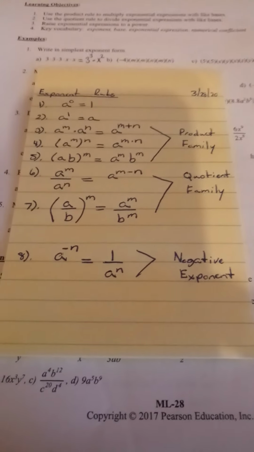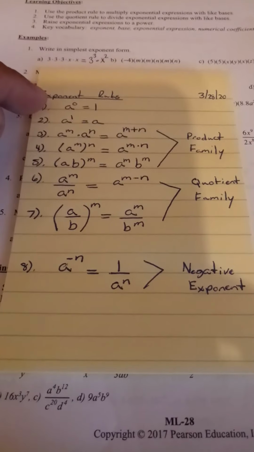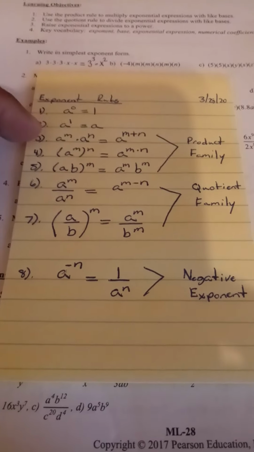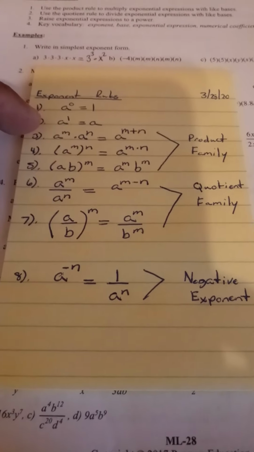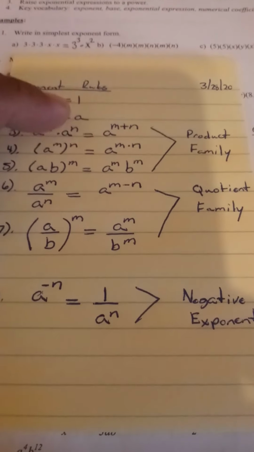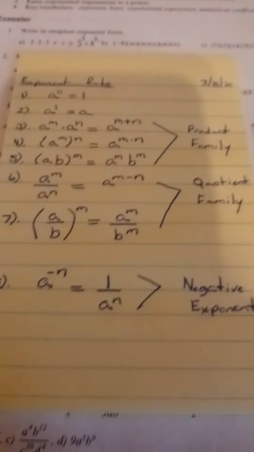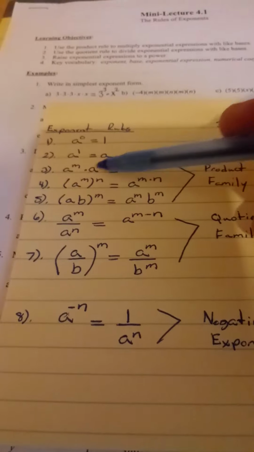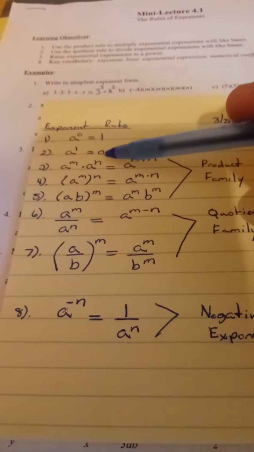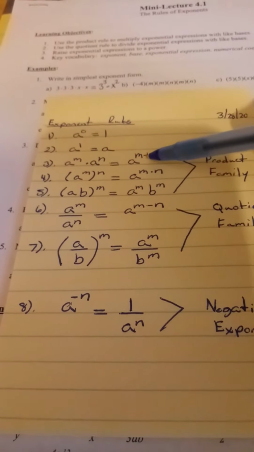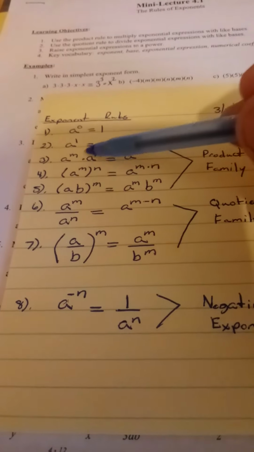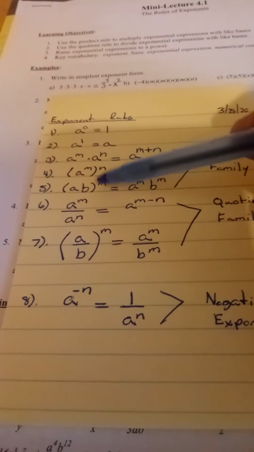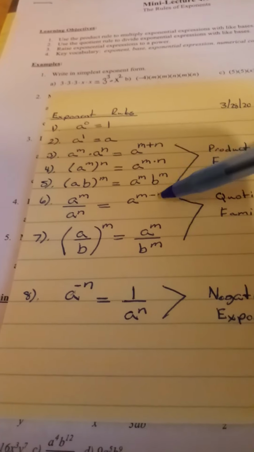So we started off with the very basic one, which was a raised to the 0. Remember that essentially becomes 1. Any base raised to the first power will be that base itself. And then we get into the product family. The product family being that if you have the same base, you keep the base and you add the exponent. Remember, this is the main one that you want to concentrate on. You have the two other cousins that we just went over with.